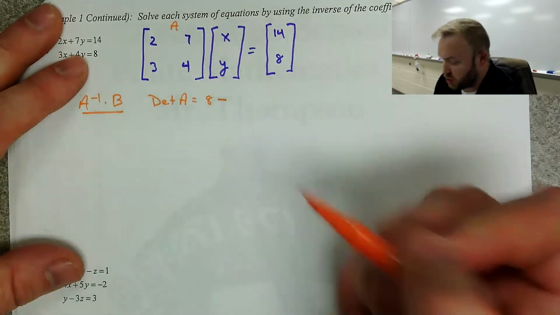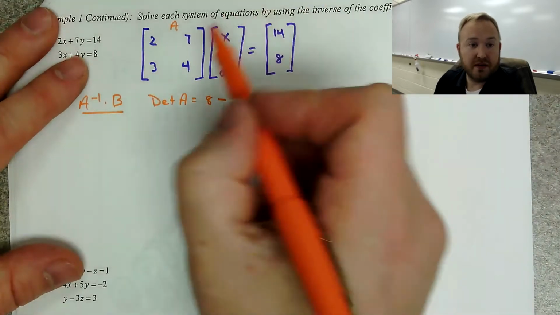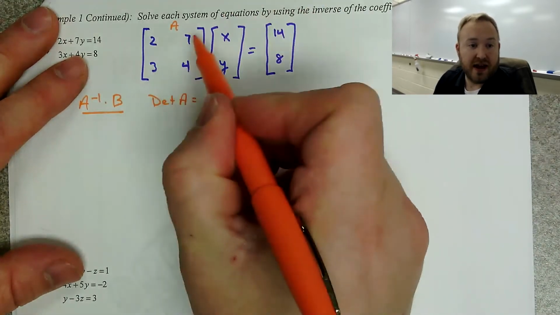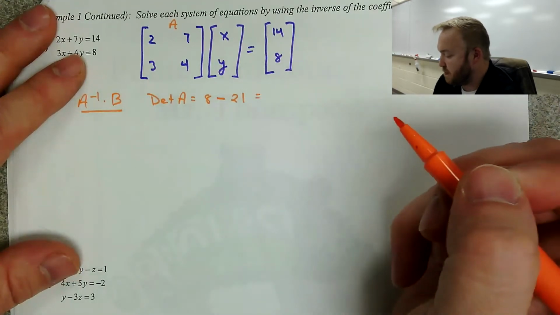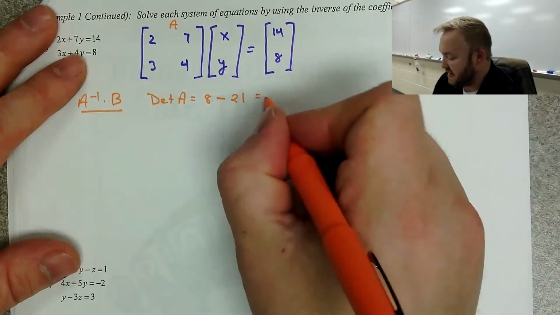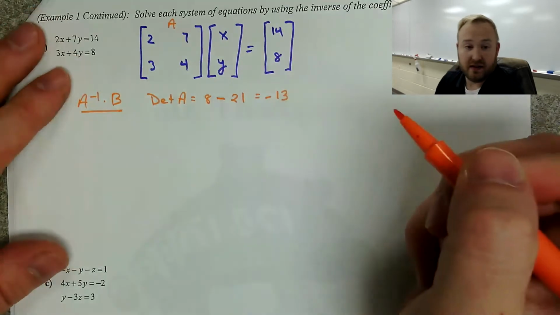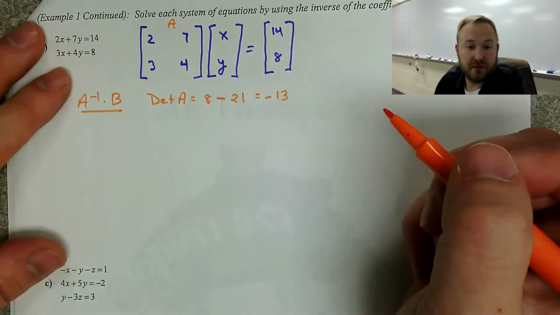Then I'm going to subtract. We subtract with determinants. Then I multiply the other diagonal. 7 times 3 is 21. And 8 minus 21 is -13. That's a wonderful number.